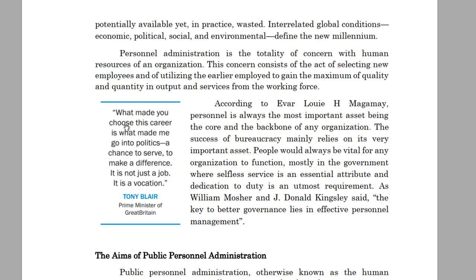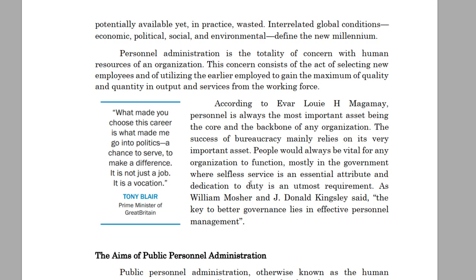What made you choose this career is what made me go into politics: a chance to serve, to make a difference. Of course, as public administrators or public servants, it is not just a job. It is a vocation. That's why in the Philippine government, I will say it in Tagalog, they always tell us that if you want to get rich, do not work in the government. Why is that always said? Because nobody gets rich in government.